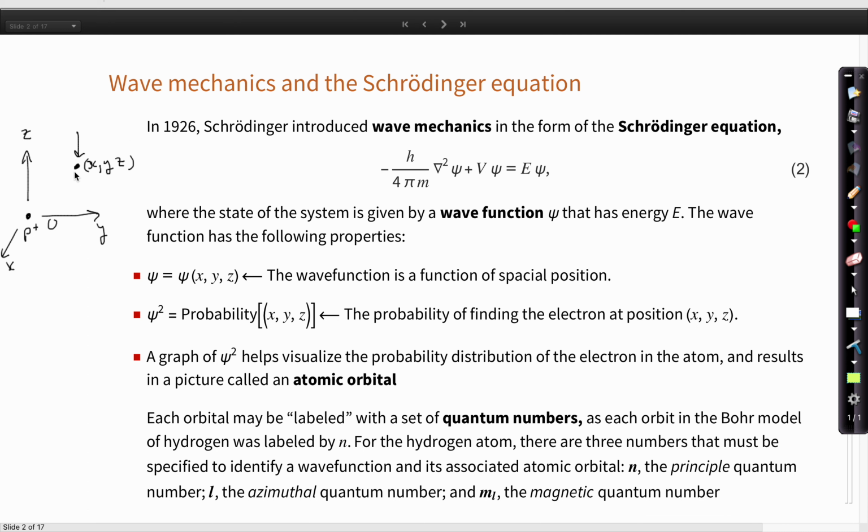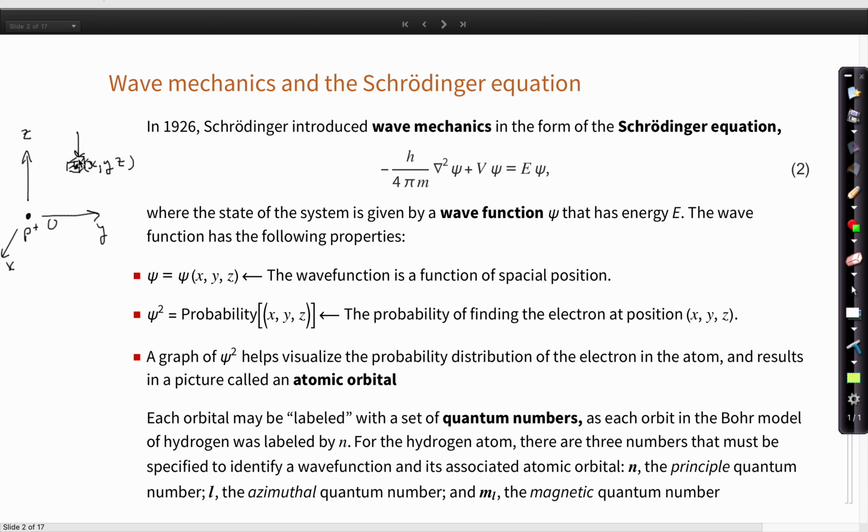So how probable is it that you find an electron at this point? Technically, it's a probability density. You have to multiply it by a little box of volume around this point because your likelihood of finding the electron at any one exact point is 0.